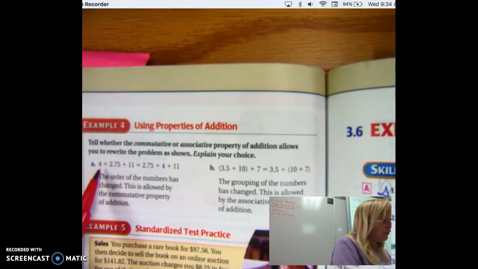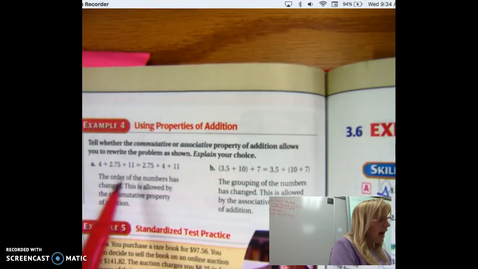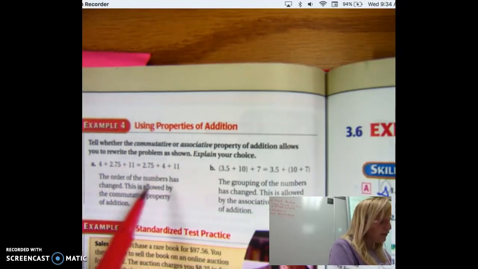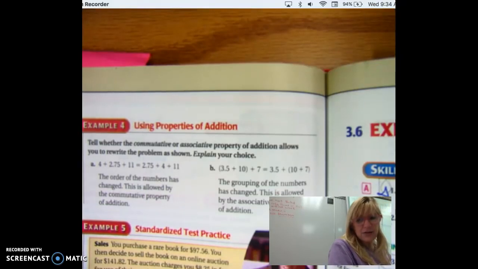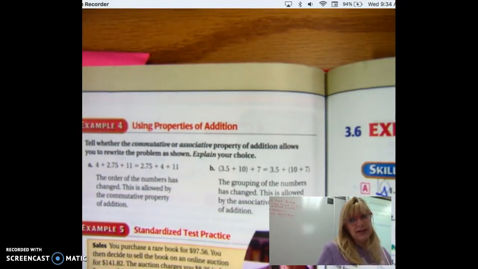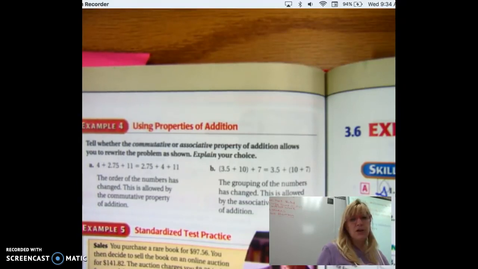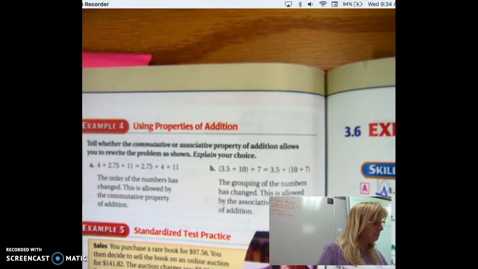In this one, we have 4 plus 2.75 plus 11. I would actually drive the 4 over by the 11 like they did, so I would do 11 plus 4 is 15, and then tack on the 2.75. Basically, it makes it a lot easier to do things like mental math if you are using these properties. Right now, in 4th grade, we want you to know the name of what you're doing.